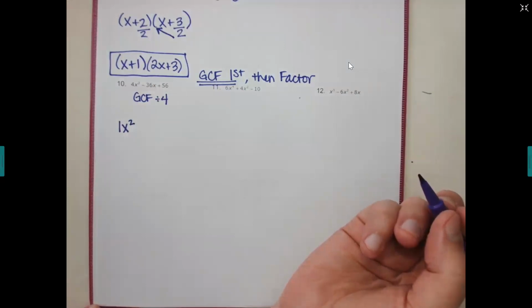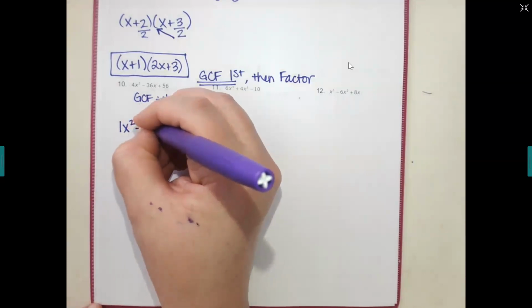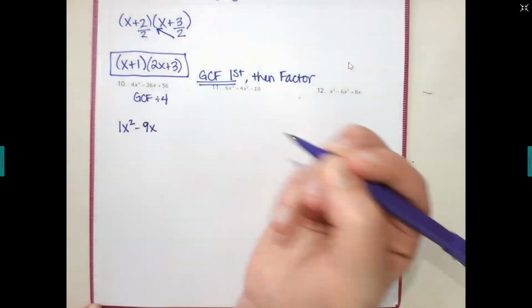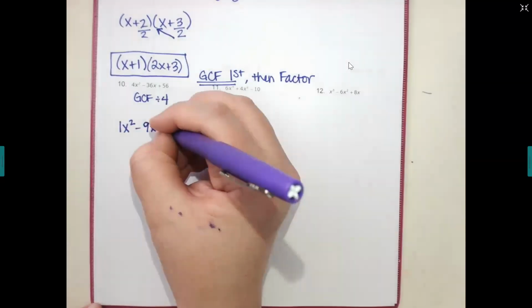My minus 36, if I divide it by 4, gives me what in the middle? I think 9, yeah. And then 56 divided by 4? 14.